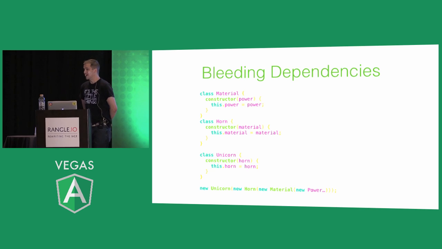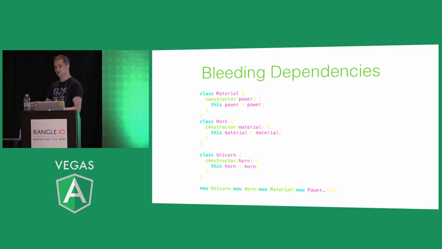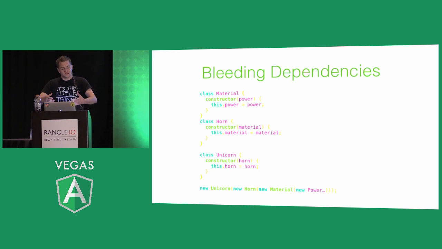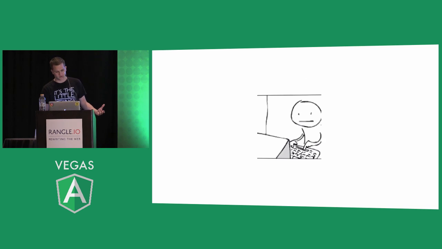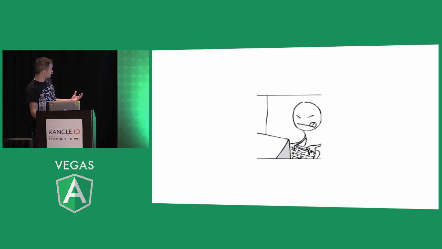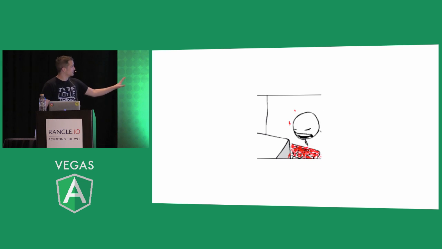So eventually your main method has to know about all of these clients or these dependencies, and all of your dependencies start to bleed out, right? Like the power starts bleeding out of the material, and the material starts bleeding out of the horn, and the horn starts bleeding out of the unicorn. It gets perpetually worse as your application gets bigger. It starts to feel a little bit like this. And this is kind of graphic, so look away if you're a sensitive person. It gets pretty gruesome. I'll switch it out.